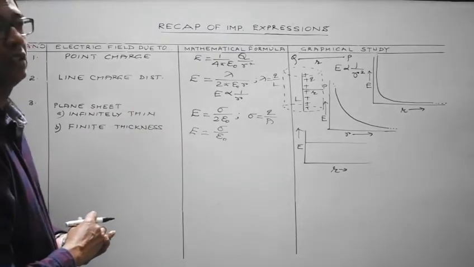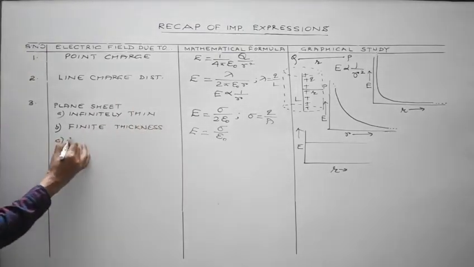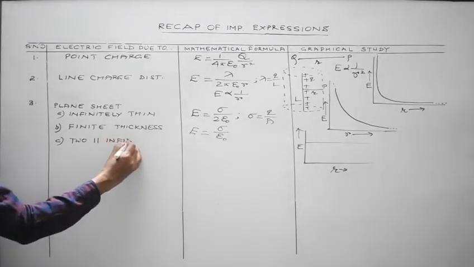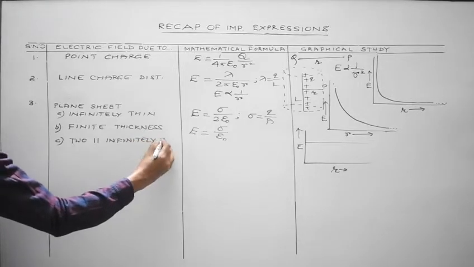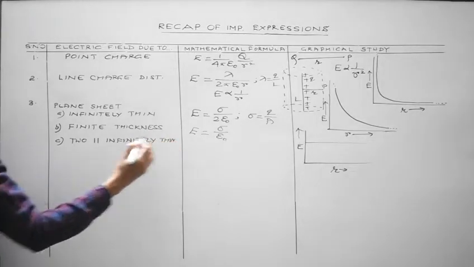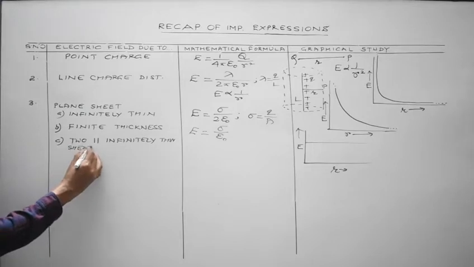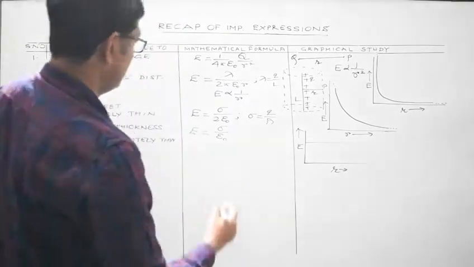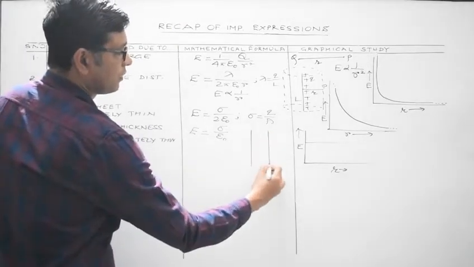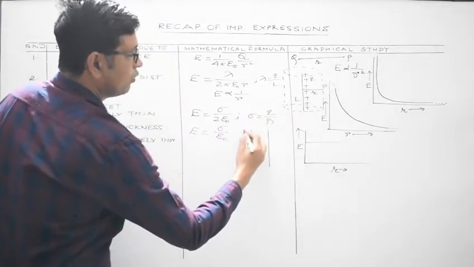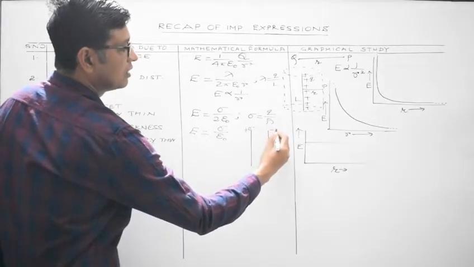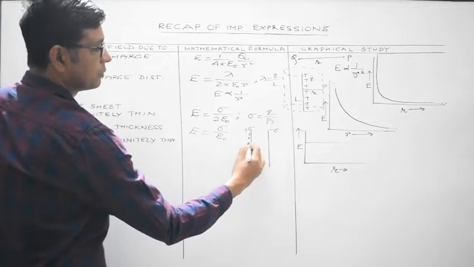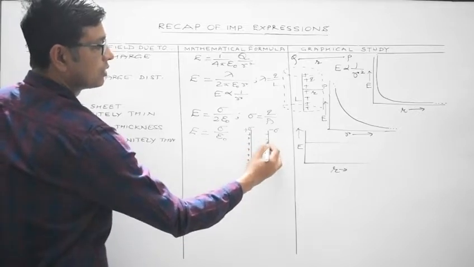Then you remember we have considered two parallel infinitely thin sheets having equal and opposite surface charge densities, right? That is, this was the case. These are the two parallel sheets, one having surface charge density of plus sigma, the other having surface charge density of minus sigma. This is positive charge and this one suppose negative charge.